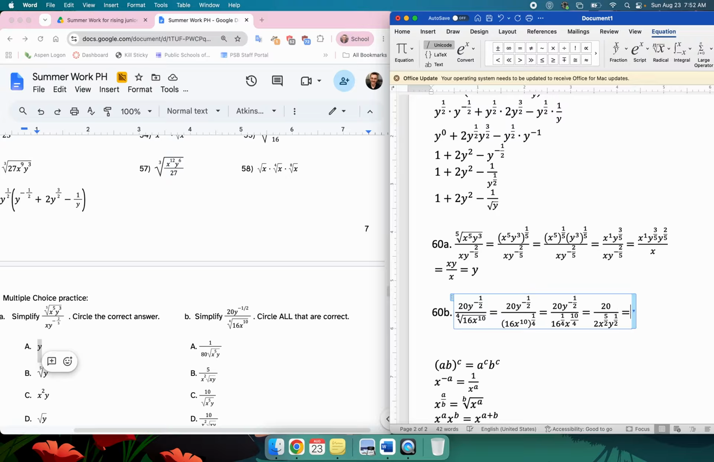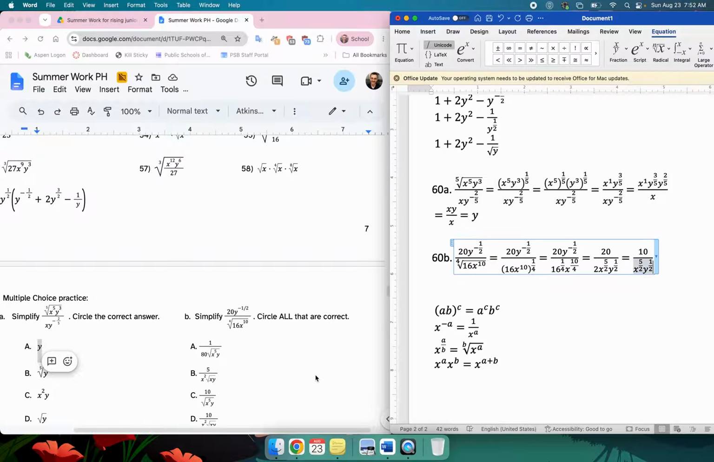Next, I would say 20 over 2. There's a bunch of other stuff in this fraction, but you can sort of pretend it's not there when you're reducing. 20 over 2 is just 10. So I think this simplifies to 10 over x to the 5 over 2, y to the 1/2.